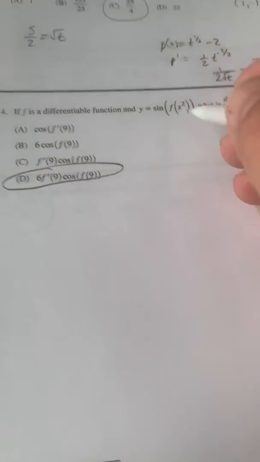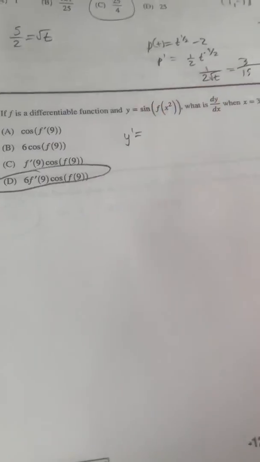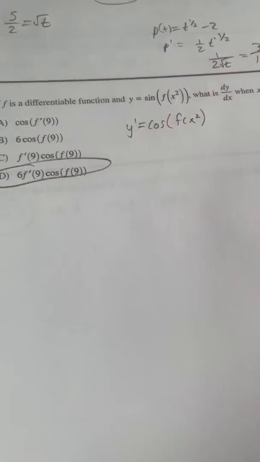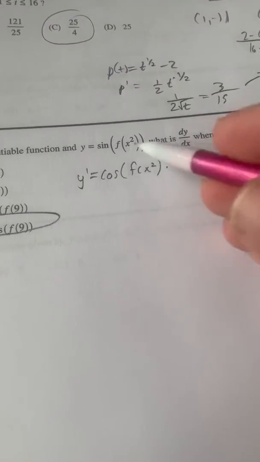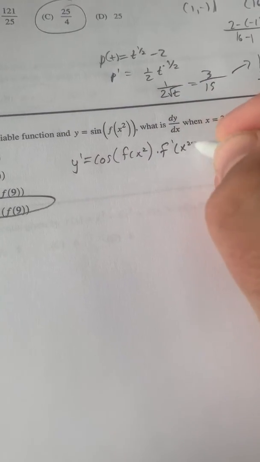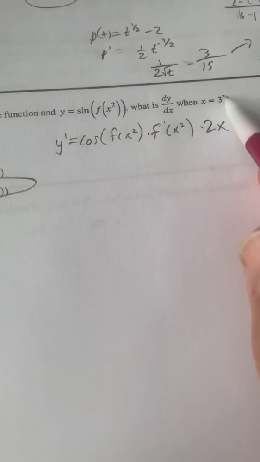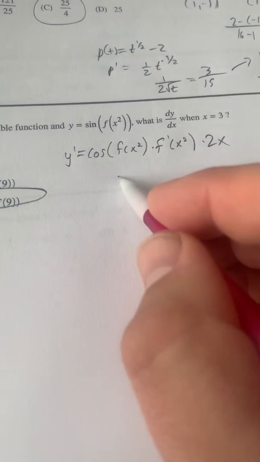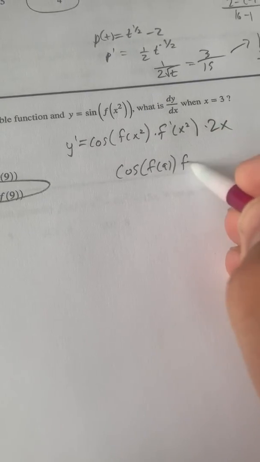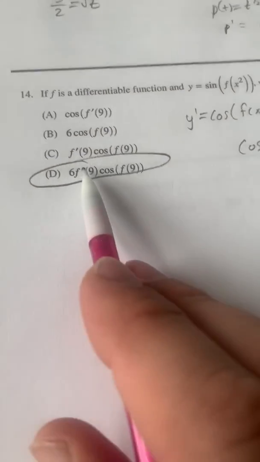Okay. Here, we're taking the derivative of this, and I want to know what it's equal to at x equals 3. So first, let's just handle the derivative. We're going to handle a sine first. The derivative of a sine of something is a cosine of that same thing. Next, I'm going to handle the f function. The derivative of f of x squared is f prime of x squared. And then I'm going to handle the x squared itself, so I get a 2x. So if I plug a 3 into here, I'm going to get cosine of f of 9, f prime of 9, and the number 6. So I go look over here, and it's not in the same order, but this matches answer D.